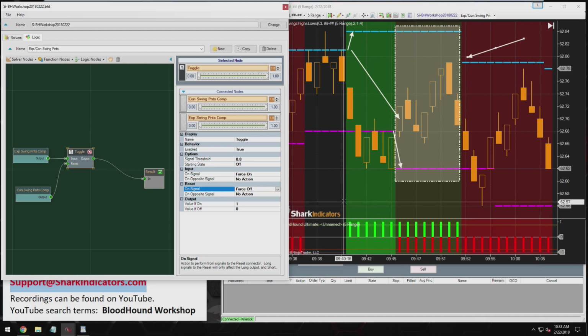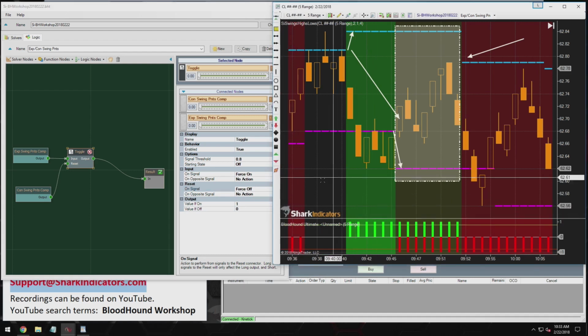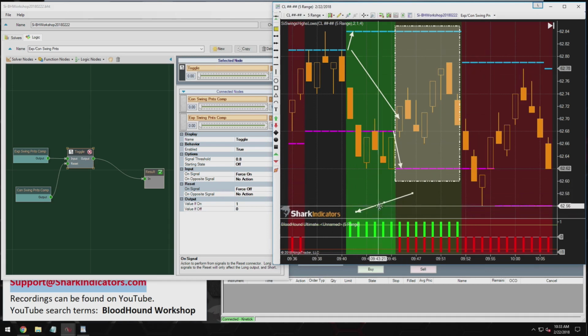There. Let's take a moment to analyze what we are looking at here. You see the long output here, this long output from BloodHound. What is that identifying? That is identifying the swing high expanding. The swing high has expanded, and then when the swing high contracts, we can see the long output is turned off. So the long output stops.